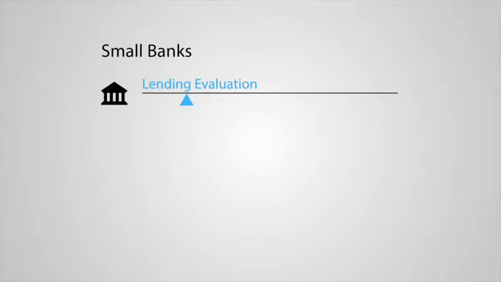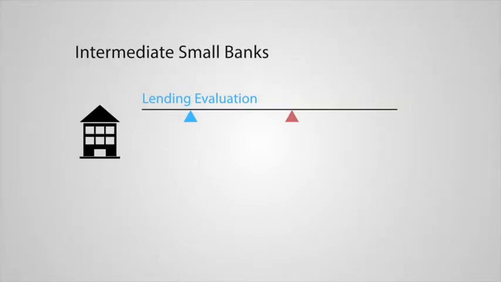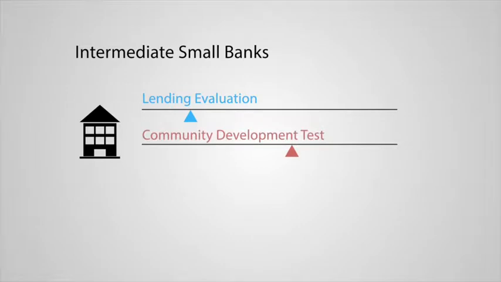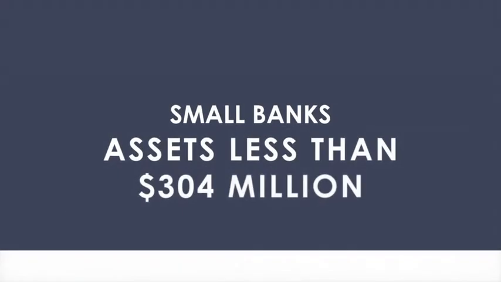In this video, we are going to talk about how small banks and intermediate small banks are examined under the CRA. Small banks are subject to a streamlined evaluation focused on lending performance. Intermediate small banks are evaluated using the same lending evaluation as small banks in addition to a community development test annually. As of January 1st, 2016, small banks are those with assets less than $304 million.